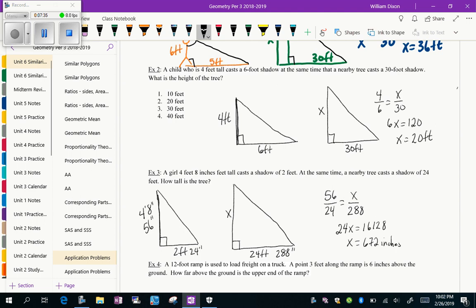Now, you can leave that, or you can convert it back into feet, and when I convert it back, I get 56 feet. So either one of those work.